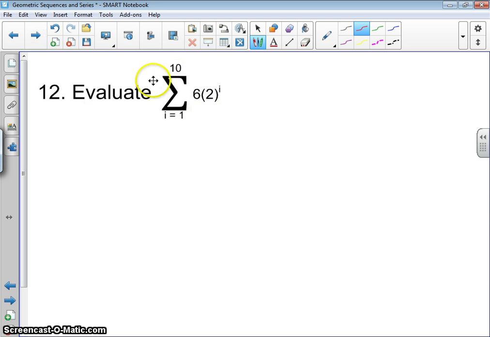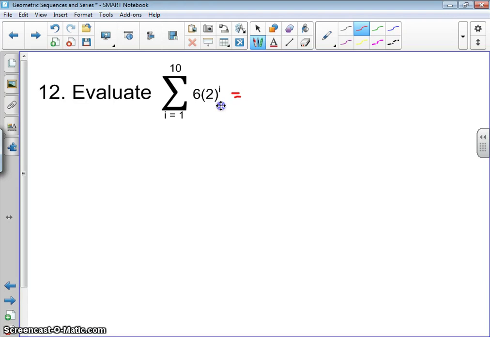Alright, number 12. This has a sigma clause, so we want to evaluate this sum. And just like we did whenever we were working with sums with arithmetic, if I want to find the sum, I'm going to use one of the sum formulas, either the arithmetic or the geometric. And so I need to see whether the sequence that it generates is arithmetic or geometric. And so I'm going to plug in a couple of terms to see that.